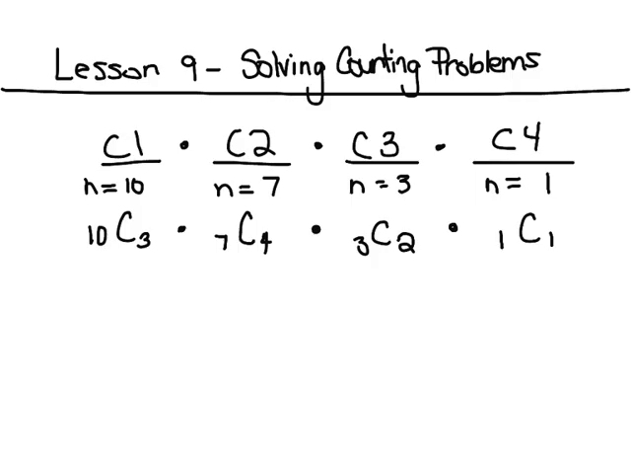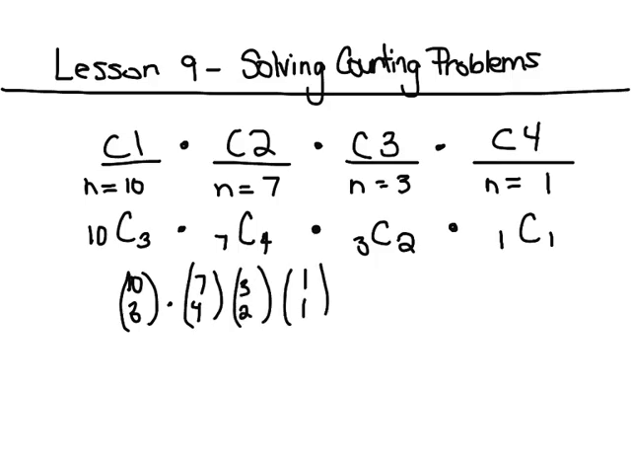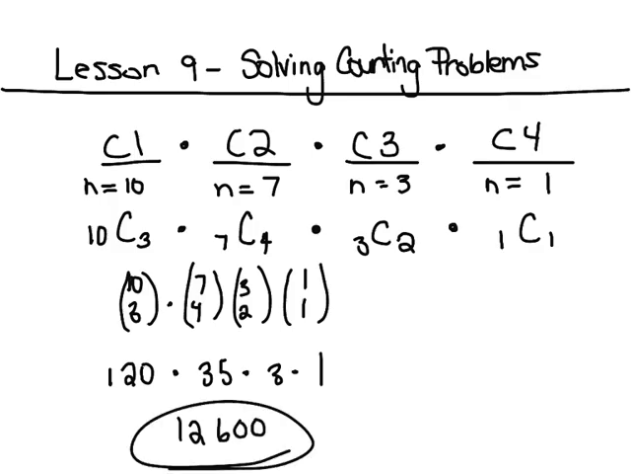So here's our formula. We're going to multiply them all together. Remember, this is the same as writing 10 choose 3 times 7 choose 4 times 3 choose 2 times 1 choose 1. 10 choose 3 is 120. 7 choose 4 is 35. 3 choose 2 is 3. And 1 choose 1 is 1. There's only one way to do that. And if you multiply this all together, you get 12,600. So that's how many ways the data can be rearranged into memory cells.